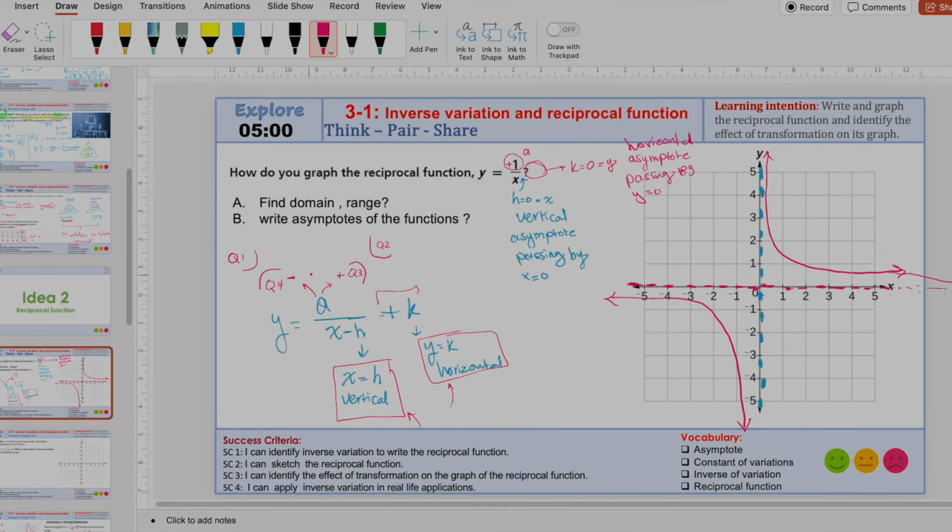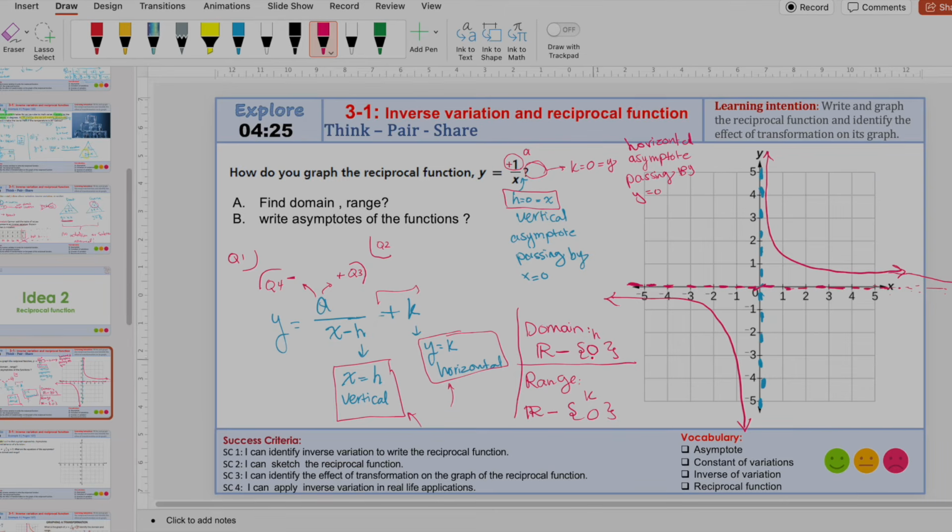Sorry. There's one more piece of information you have to keep in mind, which is domain and range. Domain, remember, is x values. Range is y values. And since we have asymptotes that we cannot touch, the domain will be all the numbers except your x asymptote. So what's my x asymptote? It's 0, which is the h. And the range is all the numbers except your y asymptote, which is your k. In this case, it's 0.